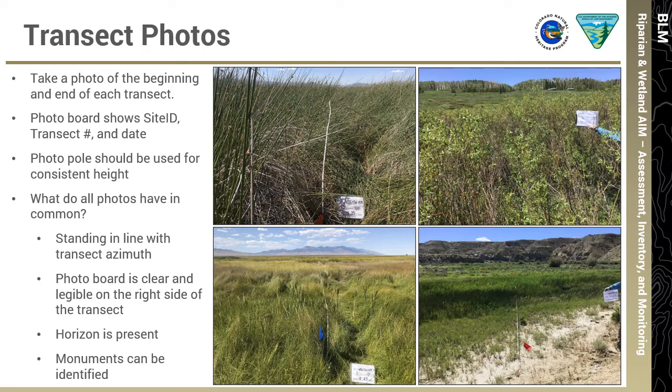Whenever possible, always use a 1.5 meter photo pole to take your photos. Place the camera on top of the pole and take the photo in the landscape or horizontal position. If you must take a photo from a different height, please note the height deviation on the photo board and in the comment section. Notice that all photos are taken standing in line with the transect, have a clear and legible photo board shown to the right side of the transect, have the horizon present, and have identifiable monuments. These are all examples of good photo points.